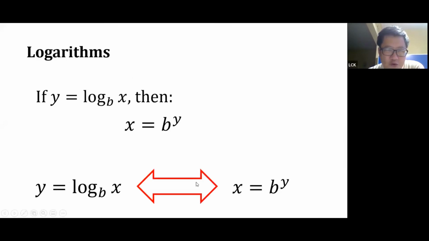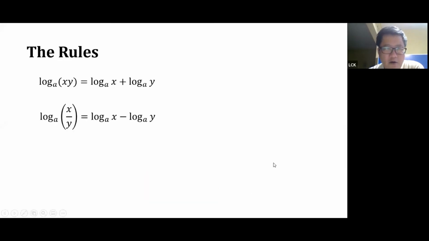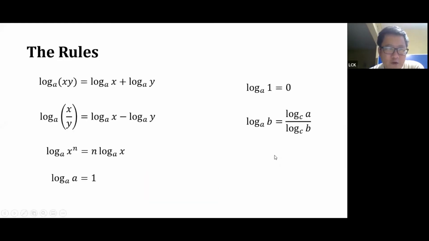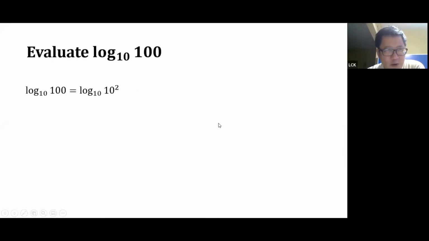Again, just to repeat, you need to be fluent in changing back and forth between these 2 notations. And these are the 6 rules we will be using over and over again. So let's begin with some simple questions.